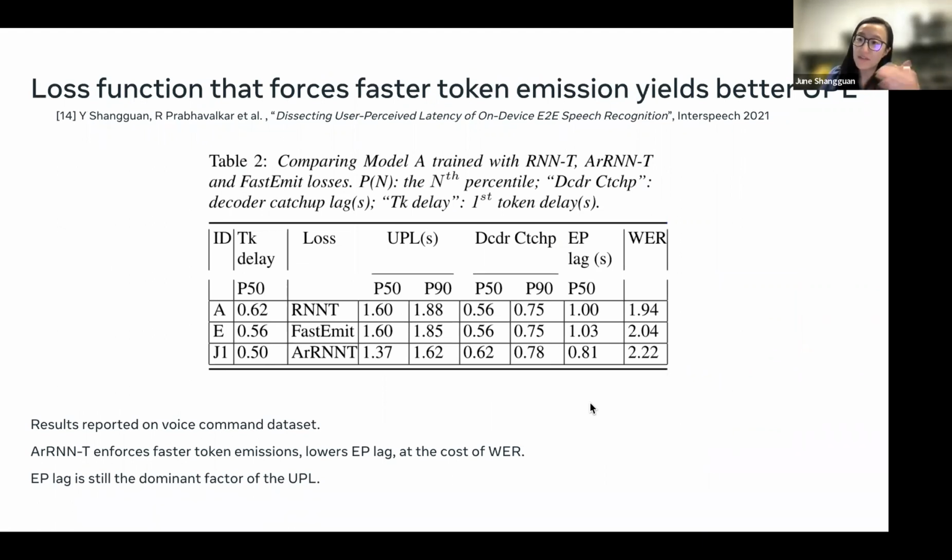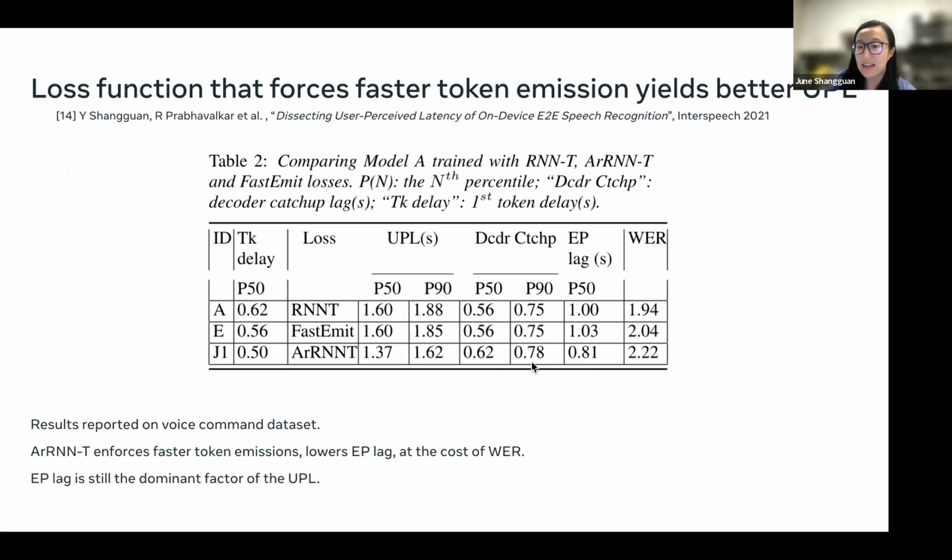Now we have developed AR-RNNT. Let's look at how it affects our user perceived latency. So in this case, let's look at A and J1. Our token delay has drastically improved with AR-RNNT, and so is our 50 percentile and 90 percentile UPL, user perceived latency here. And we also break it down into decoder catch-up versus endpointer.